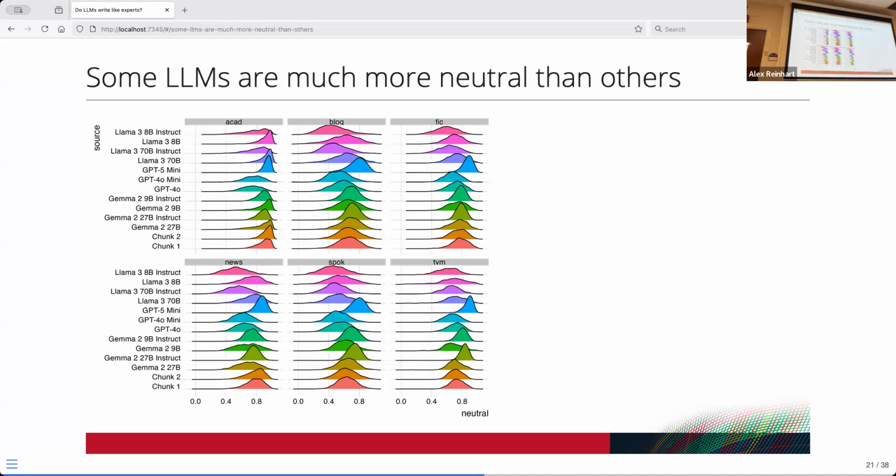So there's been, I think, a conscious effort at OpenAI to say, wait, our model is too happy all the time. Let's knock it off. And they kind of overdid it. It's actually too neutral now compared to the human text, and shifted to the right relative to these bottom 2 human chunks.